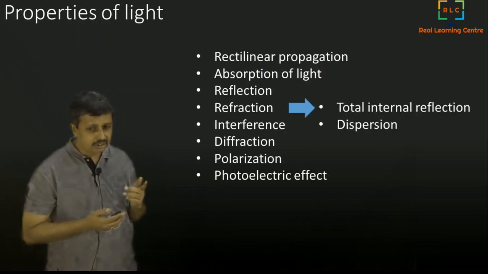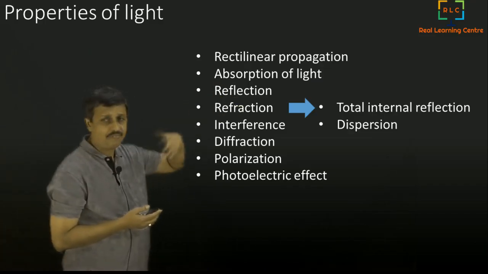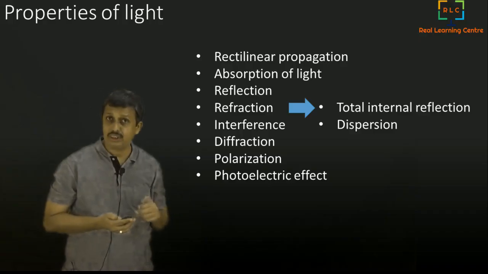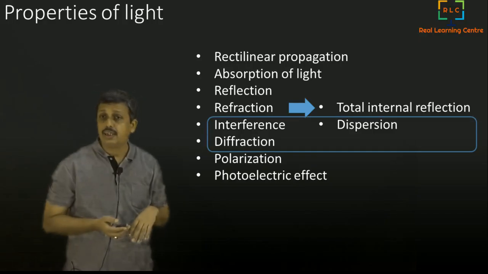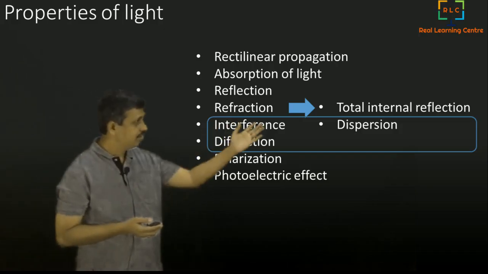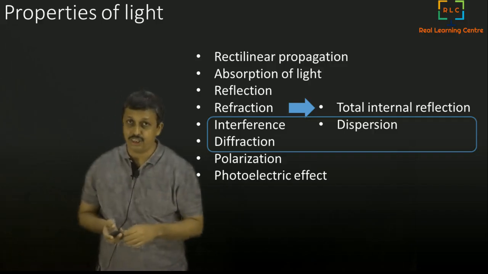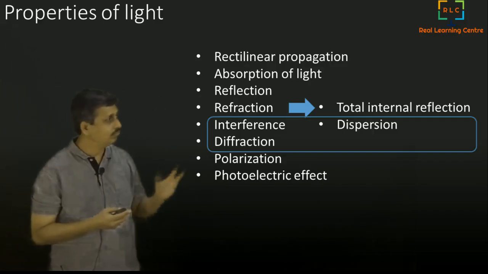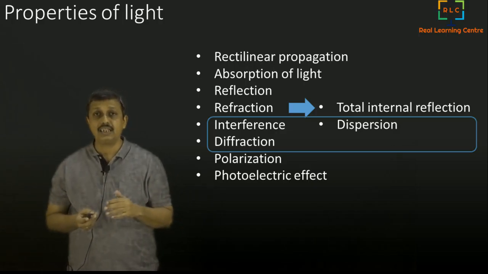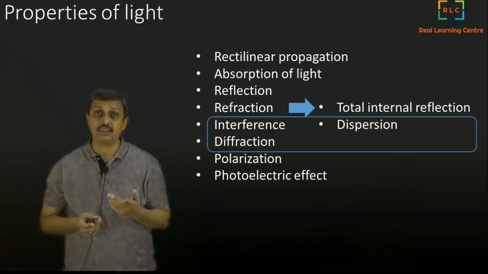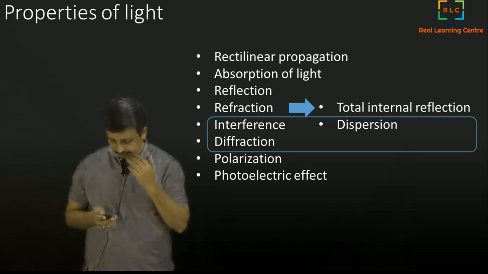If you look at rectilinear propagation, absorption of light, reflection, total internal reflection, all that is over. Now we are going to touch mainly on dispersion in this session, and slightly on interference and diffraction, which need to be studied separately. So this will give an introduction to that. Let's start with understanding how dispersion is simply another effect of refraction itself.